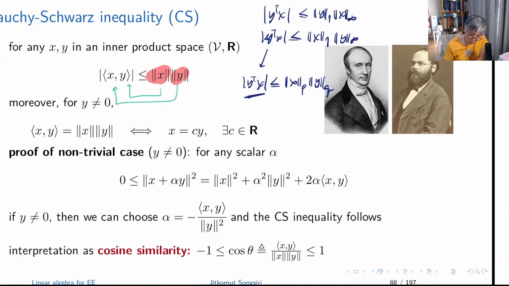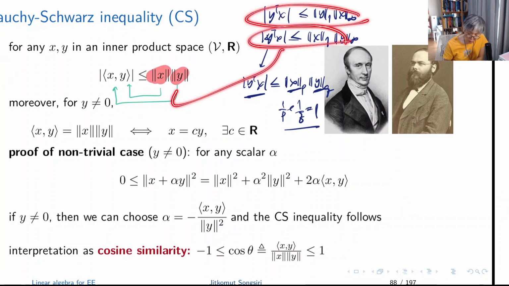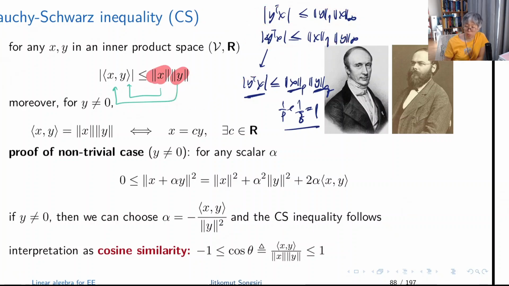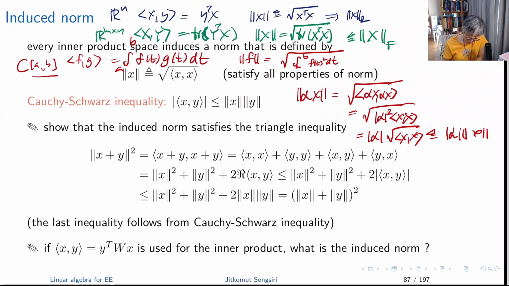Its general form is this: the inner product between x and y is less than the p norm of x times the q norm of y, where p and q must satisfy this equation. So you get an inequality that looks like Cauchy-Schwarz, but it's actually not. The way we prove Holder's inequality is different.